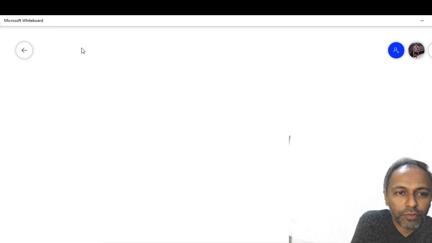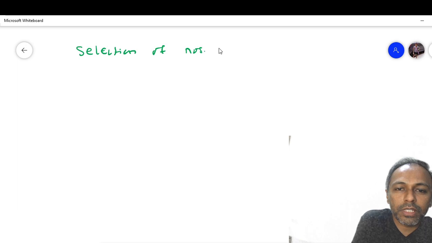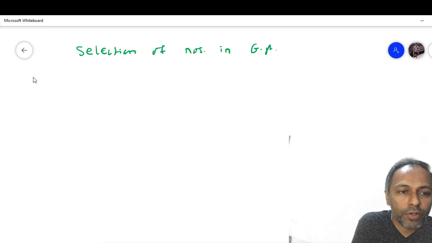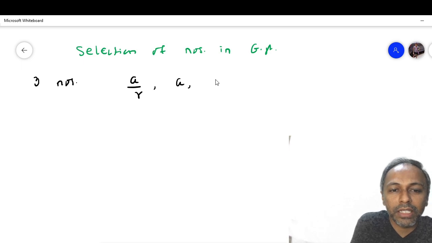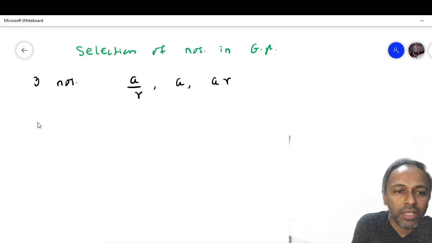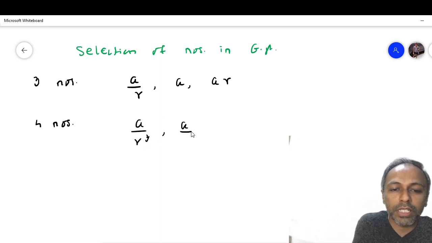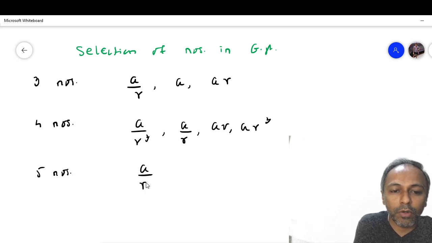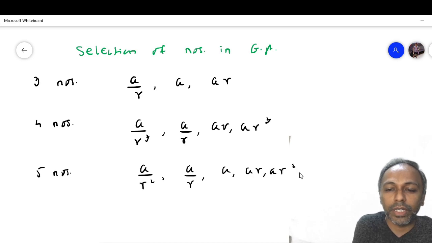With choice or selection of three numbers in AP, let us write a heading, selection of numbers in GP. So if you have to choose three numbers in GP, then we would advise you to choose them as A upon R, A and AR. If you are required to choose four numbers in GP, you can choose them as A upon R cube, A upon R, AR and AR cube. And five numbers can be selected as A upon R square, A upon R, A, AR, AR square.